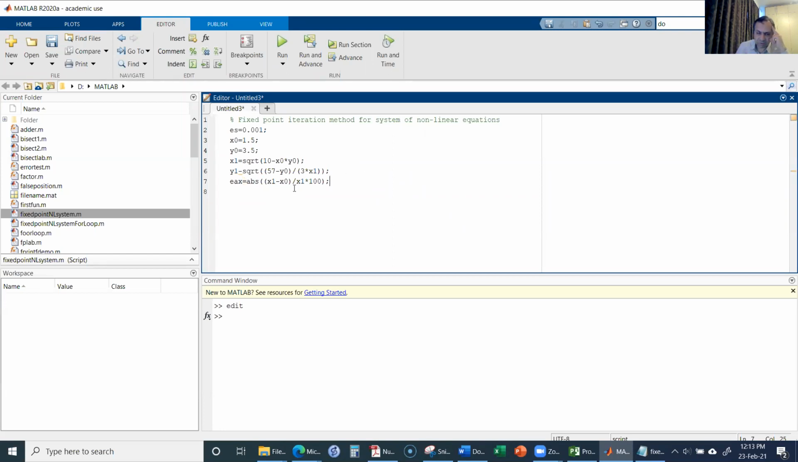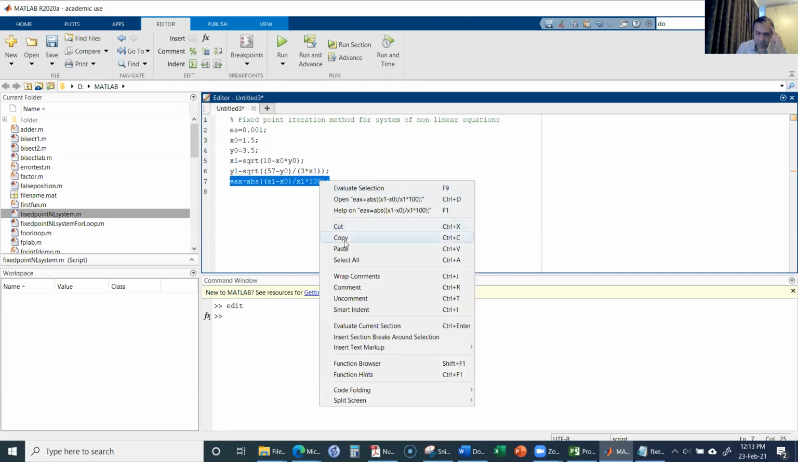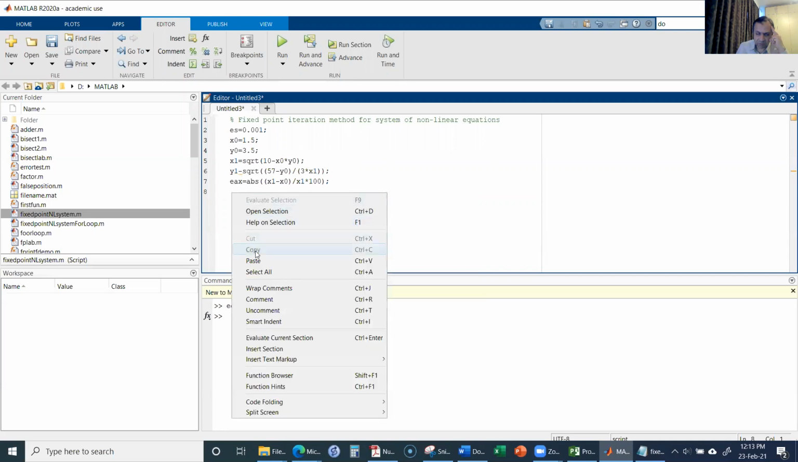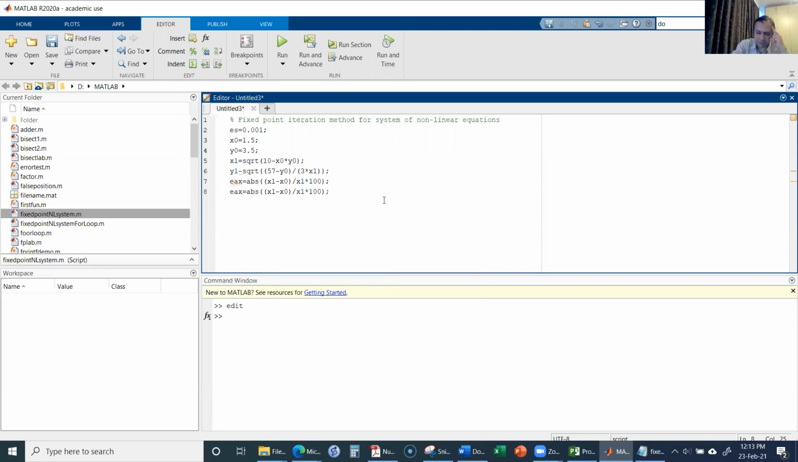And similarly for the absolute error in y, I can just copy and paste this and then change x with y, y naught. So these two lines will give us the absolute relative errors, and these two lines will give me the updated values of x1 and y1.